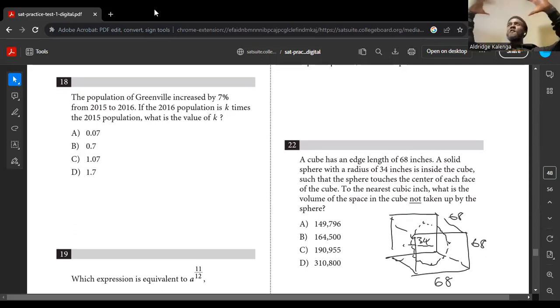So we're just taking the full volume of the cube and then removing the volume of the sphere. So we're just subtracting. What's the volume of a cube formula? It's L cubed, because each side is the same. It's like length times height times breadth or width, but these are all equal because it's a cube.